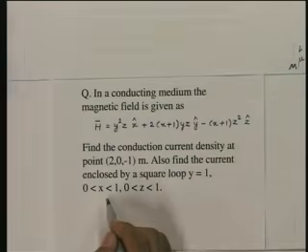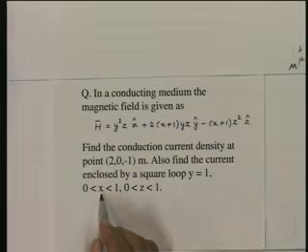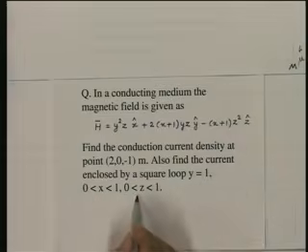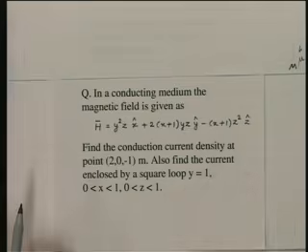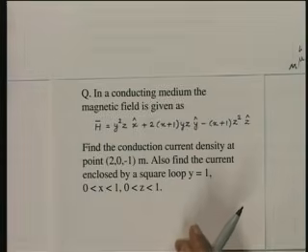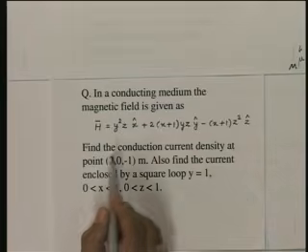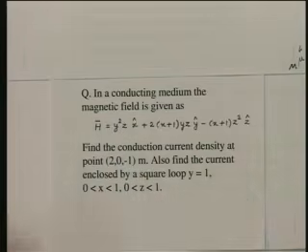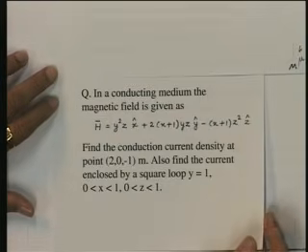Also find the current enclosed by a square loop which is defined by y equal to 1, x between 0 and 1 and z between 0 and 1. So, essentially this loop is lying in the xz plane at a height of y equal to 1. We have to find out the conduction current density at a point because of this magnetic field which is given in the space. Essentially we want to use the Ampere's law in the differential form to find out the conduction current density.